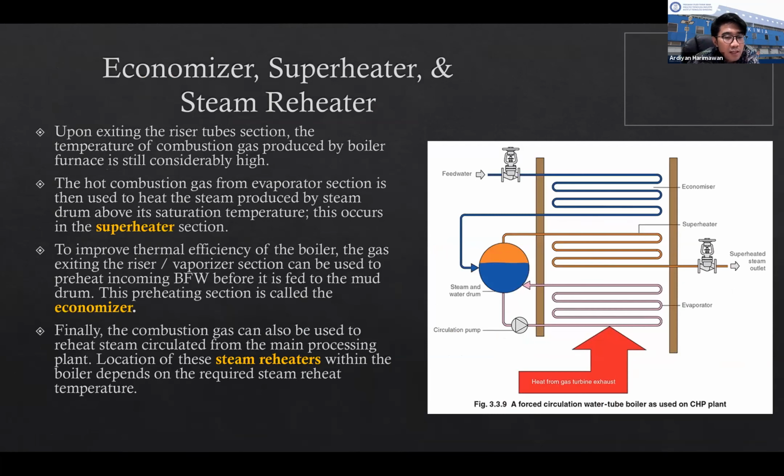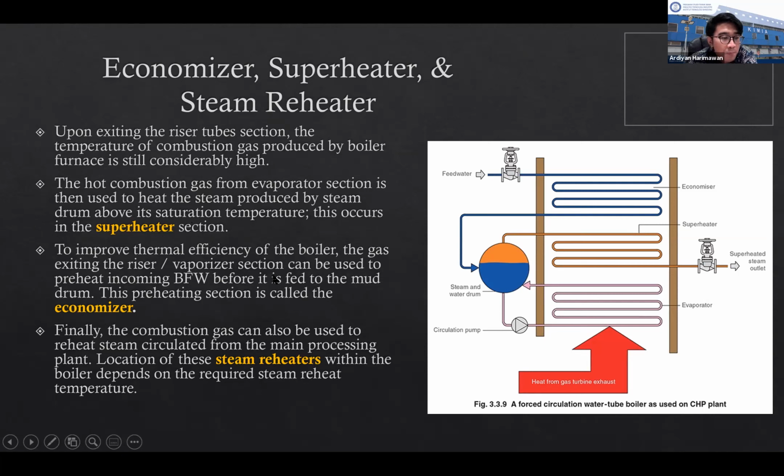Upon exiting the riser tube section, the temperature of the combustion gas produced by the boiler is still considerably high. I have explained this. The hot combustion gas from the evaporator section will then be used to heat the steam produced by the steam drum. So it becomes superheated steam. From the saturated temperature, it will increase into the superheated temperature.